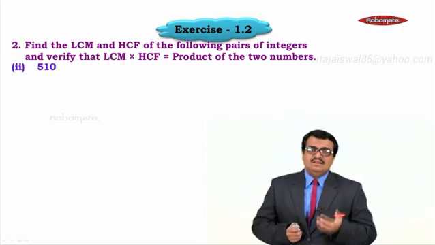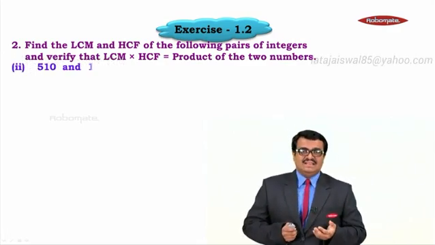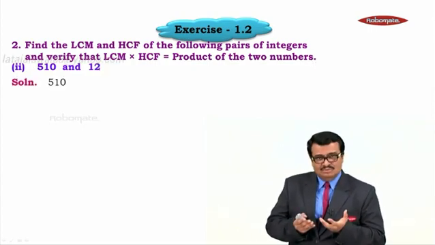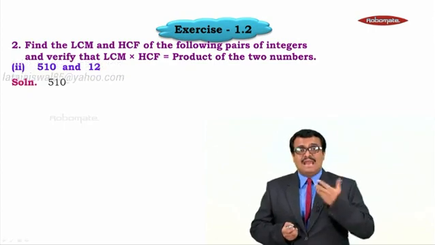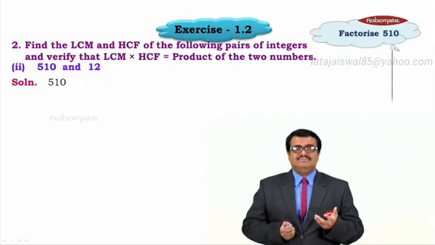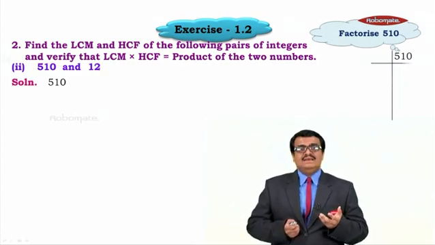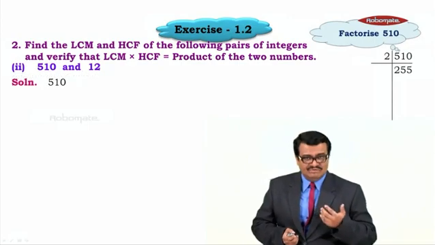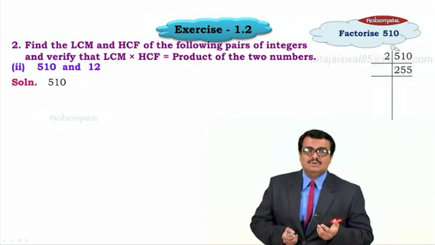Second sum, 510 is the first number and the second number is 12. Okay, so what to do? We'll take the first number and do prime factorization of 510. So let us factorize 510. 510 is an even number, so we'll go on dividing it by 2. 255 is what we get, and now it is not divisible by 2.